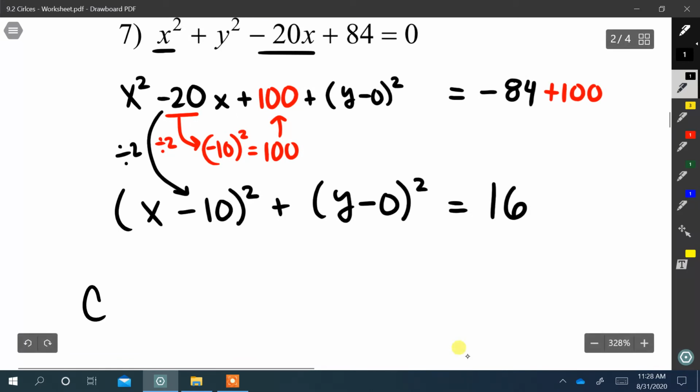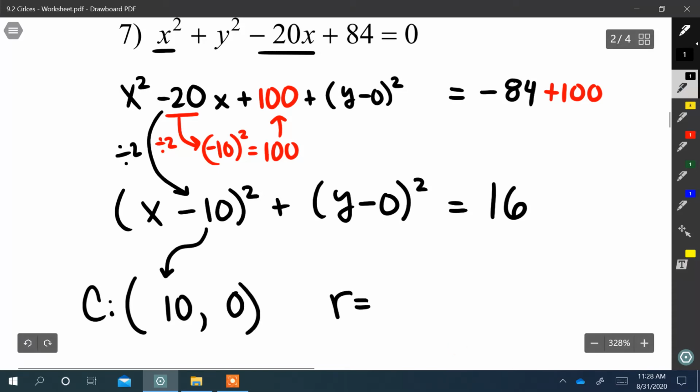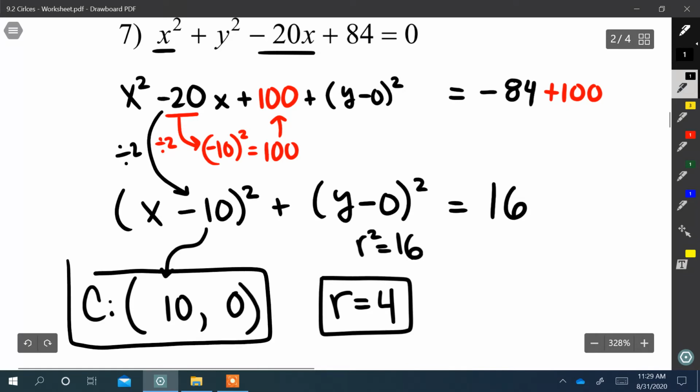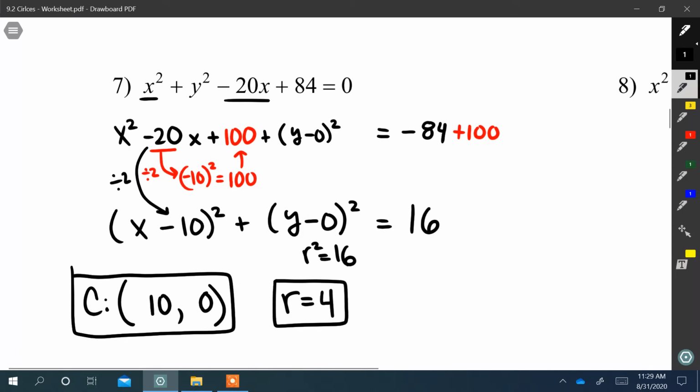Then the center in here is always the opposite. So if it's negative 10, it's going to be positive 10. If it's 0, well, 0 doesn't change, so it's just going to be 0. And then the radius, well, r squared is 16. That means that r is 4, because 4 squared is 16. Okay? So that's how we do those there.